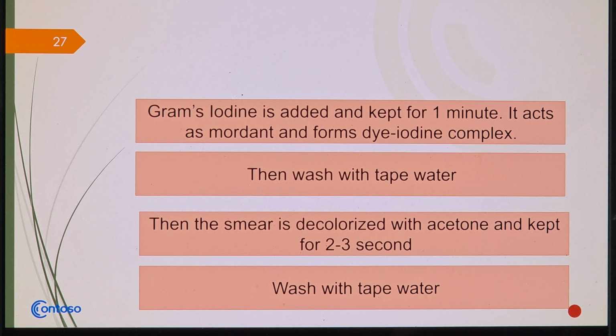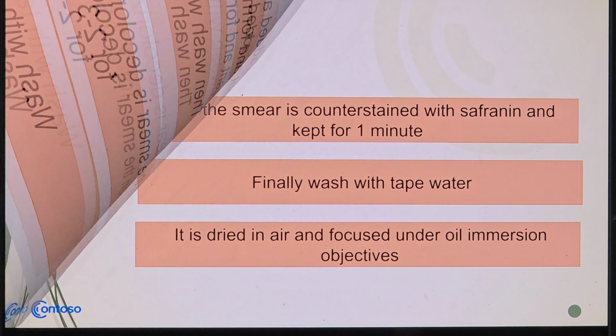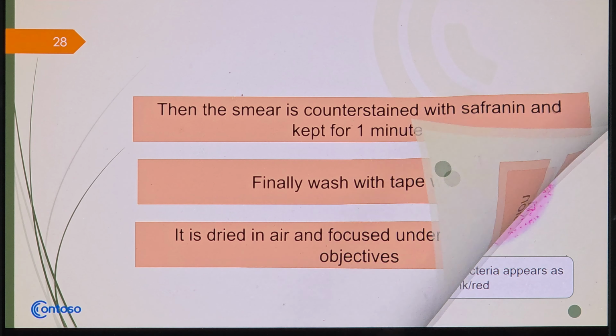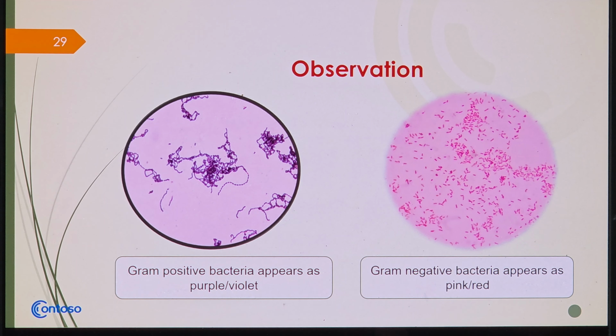Then the smear is decolorized with acetone and kept for 2 to 3 seconds. Washed with tap water. The smear is counterstained with safranin and kept for 1 minute. Finally washed with tap water. It is dried in air and focused under the oil immersion objective. So these are the observations of the gram staining method.